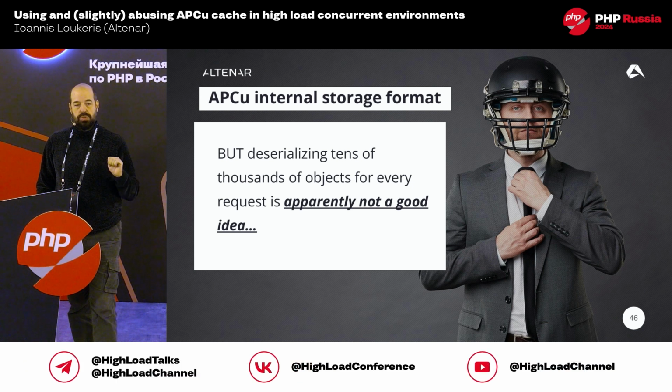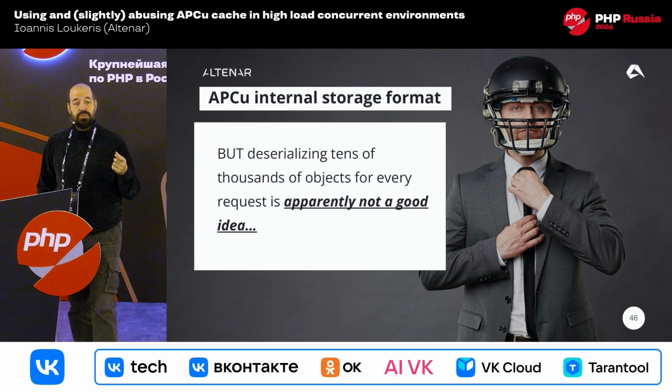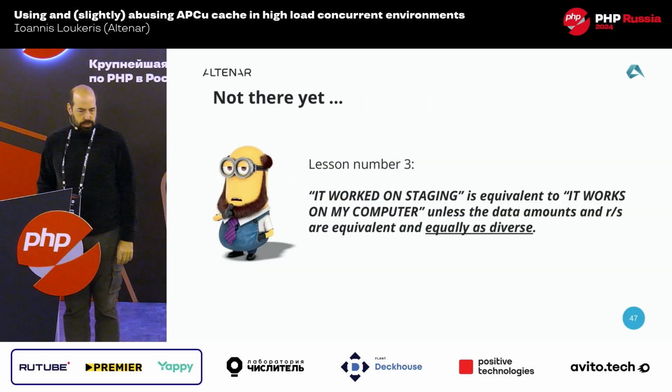The idiot who's talking to you created an array that had tens of thousands of objects, and he was deserializing this for every request, which apparently is not a good idea. That's what spiked the CPU.